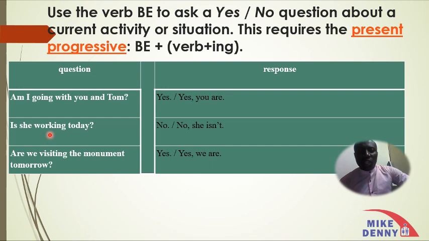Is she working today? We have the verb is, to be, and work plus ing. Response, no, she isn't. Are we visiting the monument tomorrow? Yes or yes we are, sorry. So we see that in these cases we have used the verb to be, am, is, are, plus the verb in the base form plus ing.